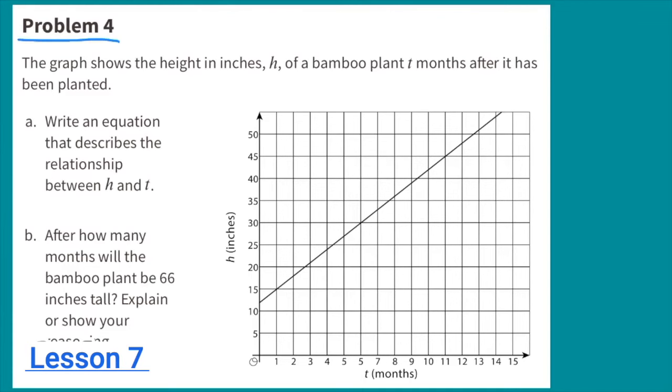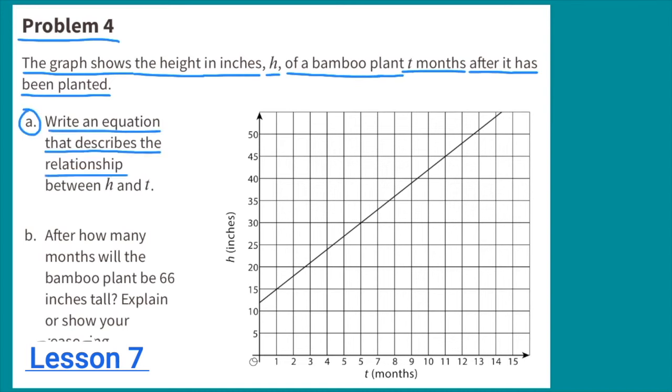Problem number 4. The graph shows the height in inches, h, of a bamboo plant t months after it has been planted. A. Write an equation that describes the relationship between h and t.